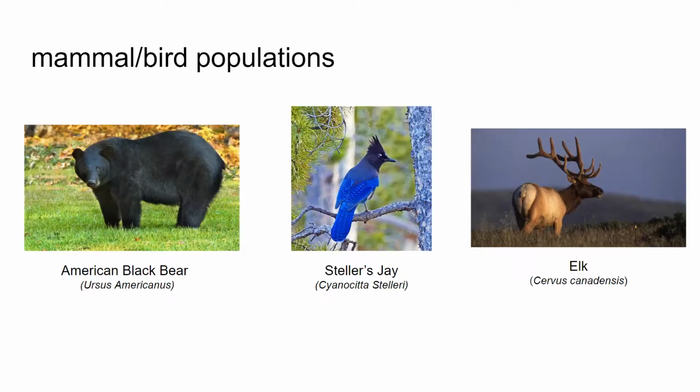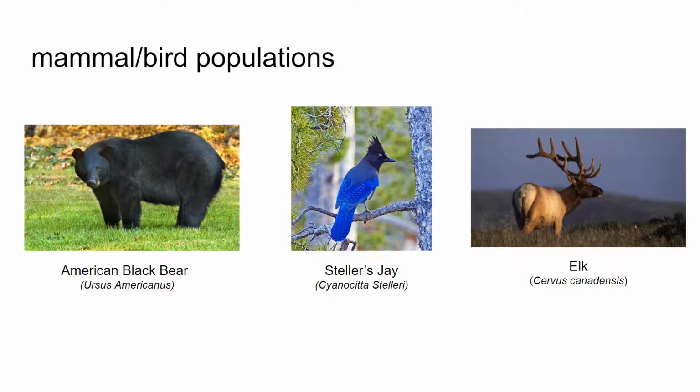Okay, so moving forward, we have the mammal and bird populations. Some of the common mammals and birds that you can see in the Alpines are the American black bear, or the Ursus americanus, the Steller's jay, Cyanocitta stelleri, and the elk, or the Cervus canadensis. The black bear is able to hibernate during the winter, and is able to store up fat by eating lots of food and keeping itself warm by sleeping in caves.